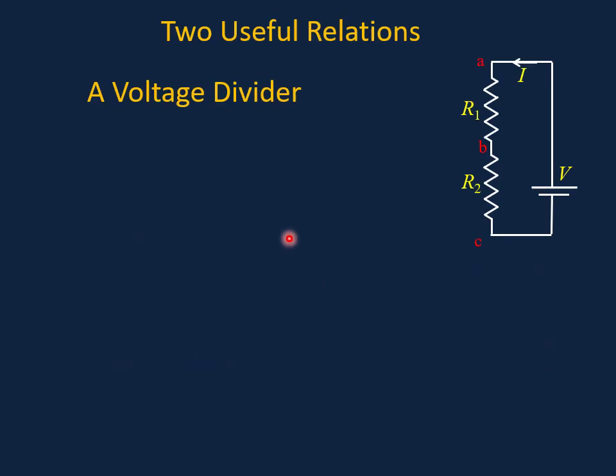Now, there are two useful relations that you can keep in mind. One comes from the series combination. The other comes from the parallel combination. The series combination gives you a very easy to remember equation for a voltage divider. If you look at the circuit on the right hand side, what is the voltage at the point B with respect to C? I call that VB here. This is VBC. That is simply equal to the battery voltage times R2 divided by R1 plus R2. So let's see how that works.